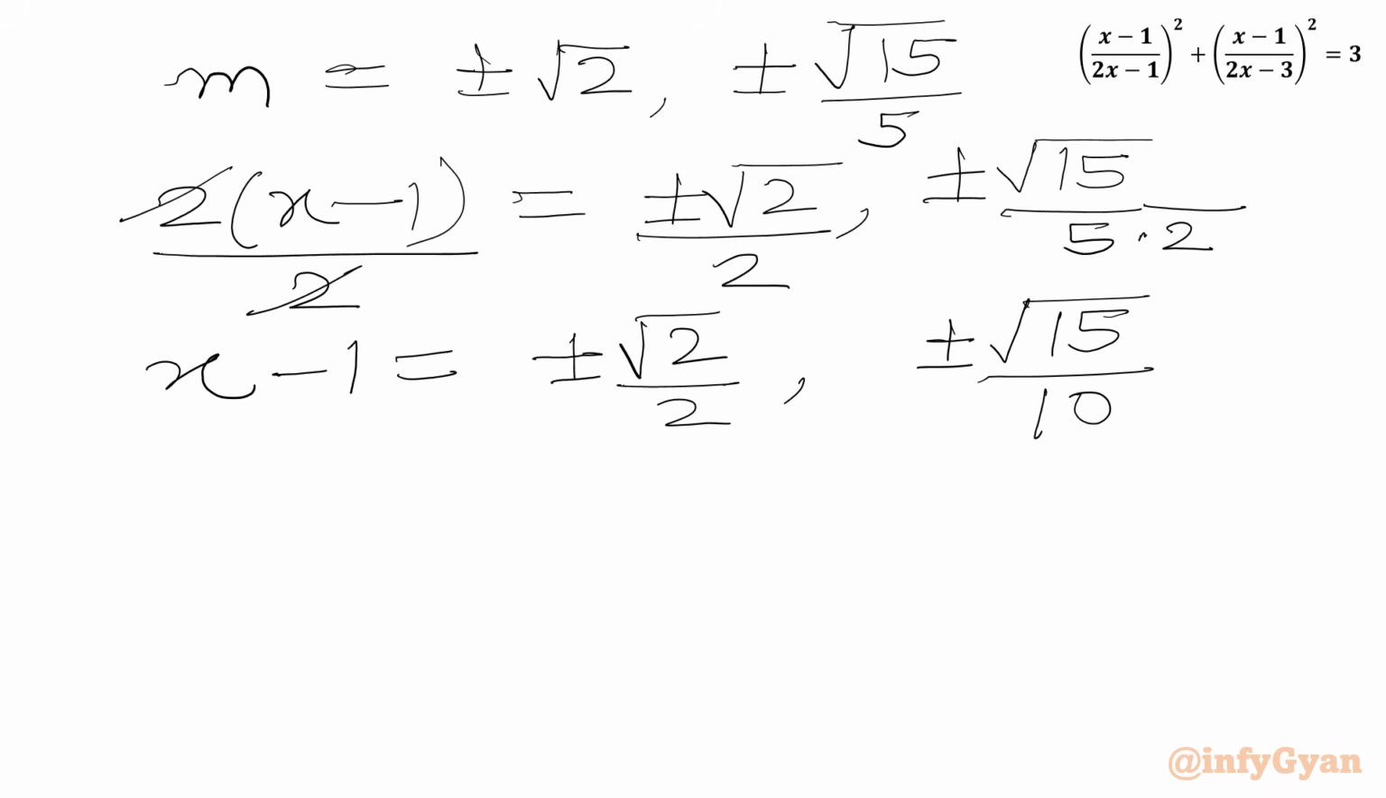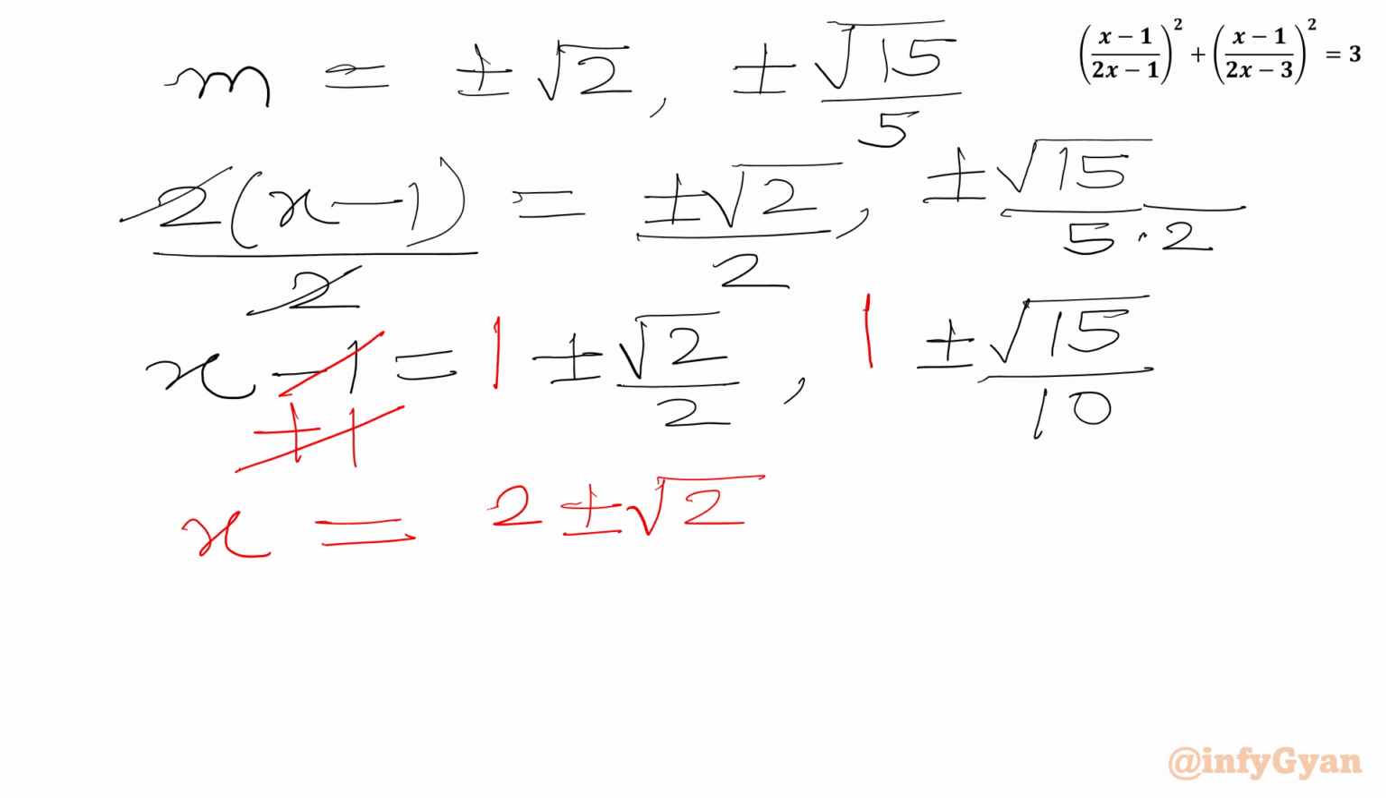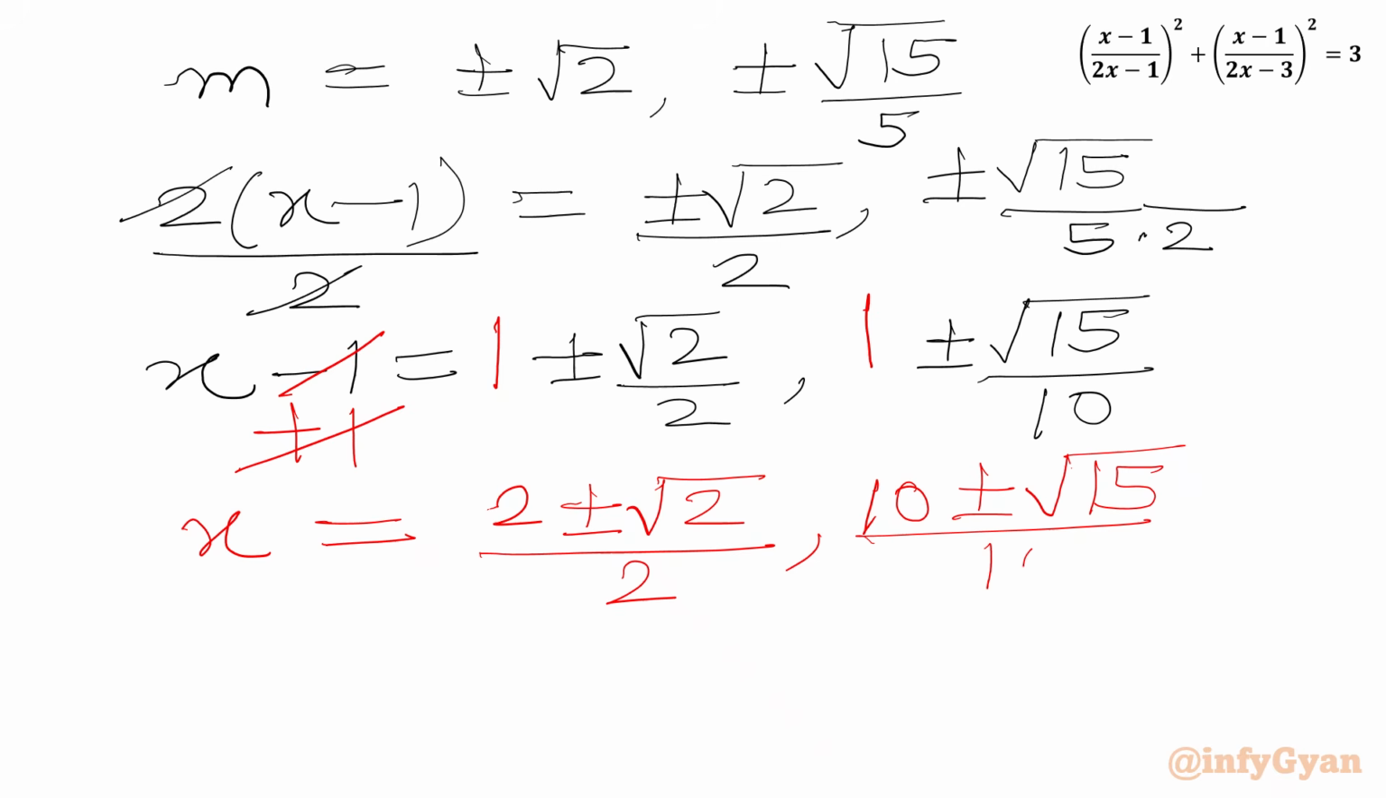Now to get the final answer, we have to add 1 both sides. So let's add 1. We'll write here plus 1. We'll write here plus 1. So in LHS, plus and minus 1 will be over. We will get x equal to, let's take LCM. We'll write 2 plus minus square root 2 over 2 and 10 plus minus square root 15 over 10. So here we have 4 real solutions.